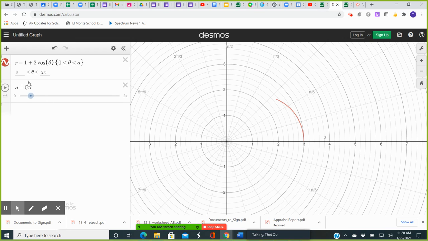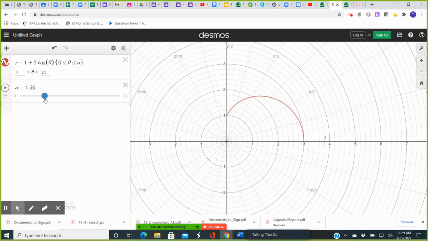And then in quadrant 1, cosine is positive. So we have positive values for cosine multiplied by 2, and we're adding 1. So then we get to theta is equal to pi over 2. Cosine of pi over 2 is 0. 2 times 0 is 0. 1 plus 0 is 1. So we get this point with polar coordinates r, theta, where r is 1 and theta is equal to pi over 2.